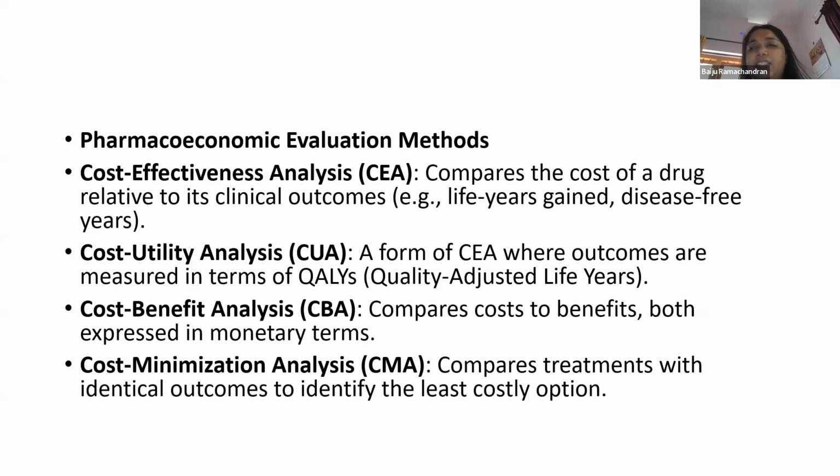Both drugs have the same active ingredient and the same effectiveness in our body, just the rate difference is there. So most people will choose the generic drug because it costs less when the effectiveness and everything is the same. Opting for the less costly drug is what is meant by cost minimization analysis. So these are the four pharmacoeconomic evaluation methods.